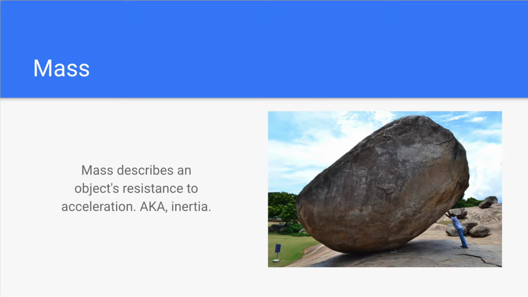So, what is mass? Contrary to popular belief, mass is not the amount of matter in an object. Another word for mass is inertia, or the tendency of an object to resist being accelerated. Thus, objects with higher mass are harder to move than objects with lower mass.